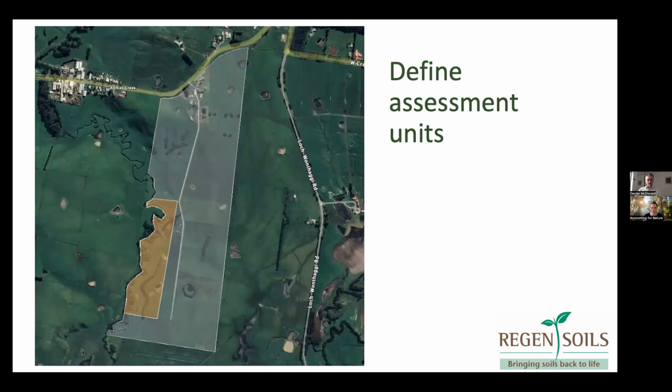So in defining our assessment units, we're really just determining soil type and land use across the farm. This is an example of one farm that we're currently working on with Landcare Australia and Accounting for Nature to develop 6 accredited plans for 6 different farms in South Gippsland, and this is one of them.